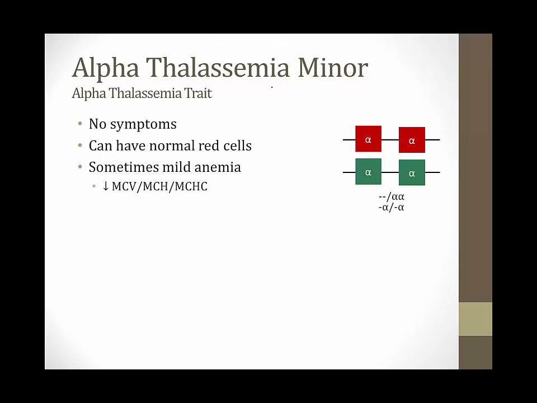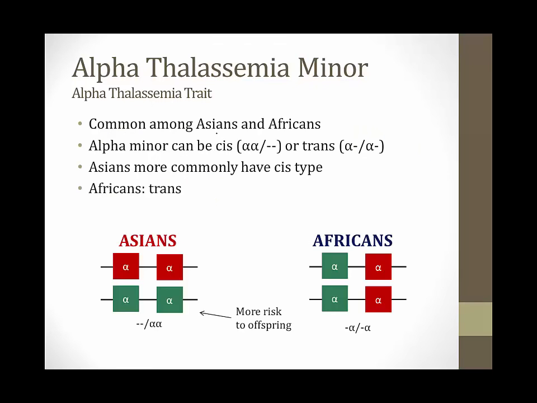Patients missing two alpha genes have what's known as alpha thalassemia minor. It's also sometimes called alpha thalassemia trait. These patients also have no symptoms. They sometimes have normal red blood cells, but other times they have a mild anemia with slightly decreased levels of the red blood cell indices. Alpha thalassemia minor is common among two demographic groups, Asians and Africans, and there are two different genetic makeups that can lead to alpha thalassemia minor.